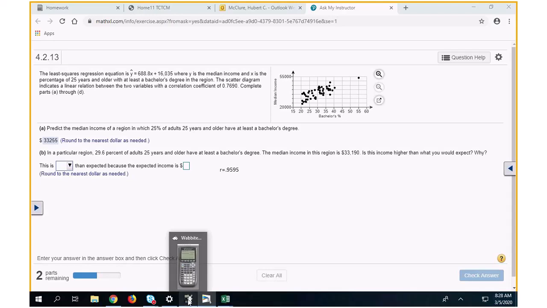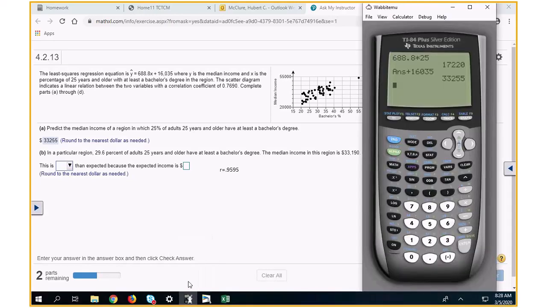I'm going to show you a trick I learned in the war. Second, enter. Second, enter. 688 times 29.6. Enter. And then plus 16,035. 36,423.